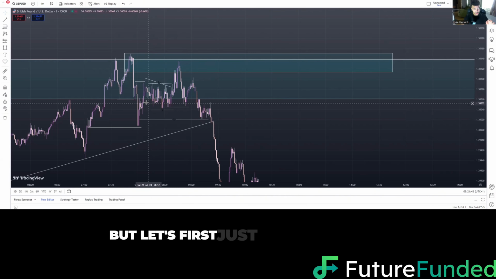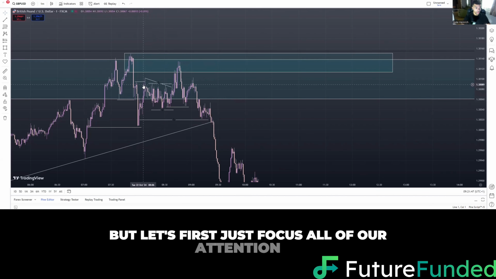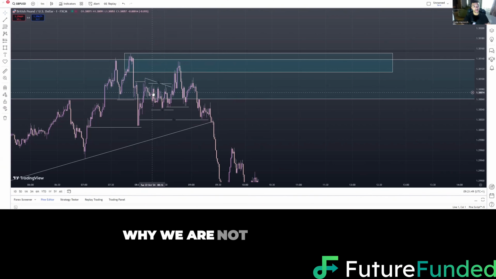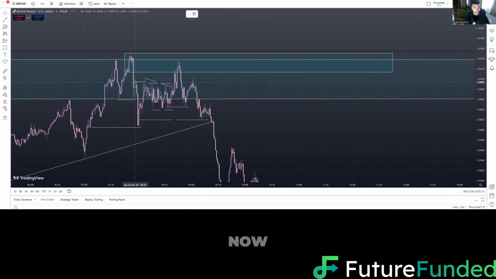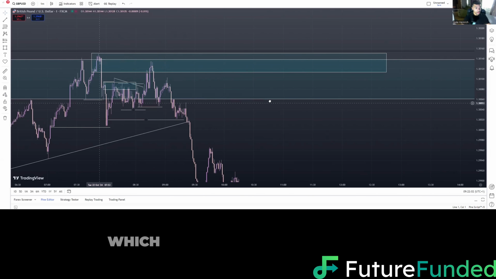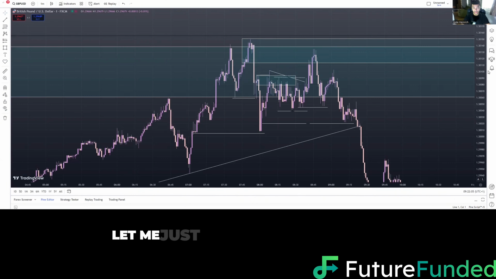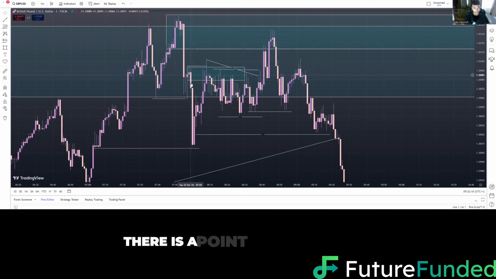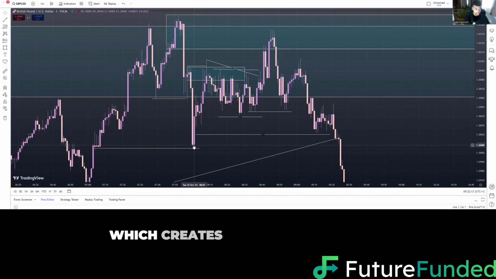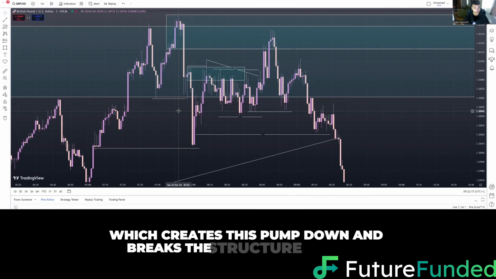But let's first focus all of our attention on why we are not looking to sell within these areas. Some people might look at this as a point of interest, which is absolutely fine to do. Let me just zoom in. It is okay to do that. That's not an issue, to look at this area and say there is a point of interest here, which creates this pump down and breaks this structure.